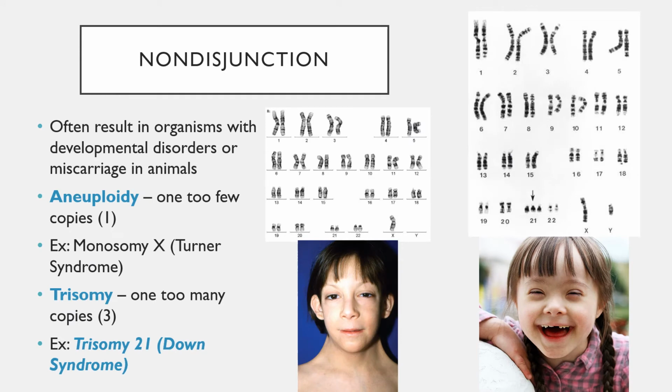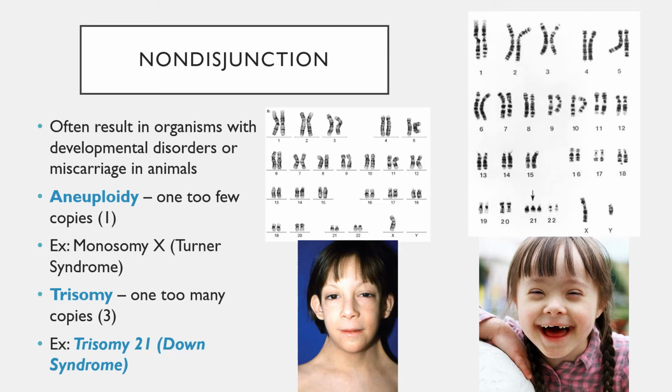Now with humans, we don't tend to like this non-disjunction. It tends to have more severe consequences for animals when this happens during meiosis. You'll either have a developmental disorder if you have too many chromosomes in the cell that was chosen to be you, or you're going to see miscarriage occurring. So if the gamete that gets fertilized is one that didn't have enough chromosomes, you're going to end up with an organism that can't even make it through gestation. They'll die while they're in the uterus still.